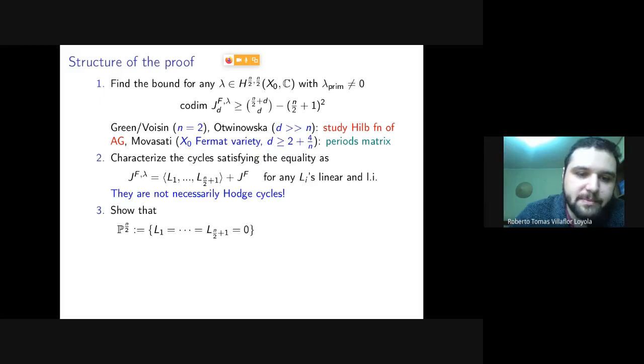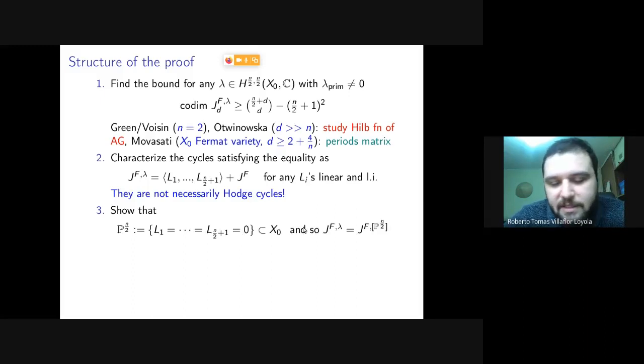And the third step is to define the cycle given by these equations and prove that it is contained in the hypersurface, right? After we prove this, everything is easier. I mean, we can show that the Artinian Gorenstein ideal associated corresponds to the Artinian Gorenstein ideal associated to this linear cycle, and then we conclude that the corresponding Hodge loci are equal, and we obtain the result, right? So the hard part is to prove that this linear space is contained in the corresponding hypersurface.